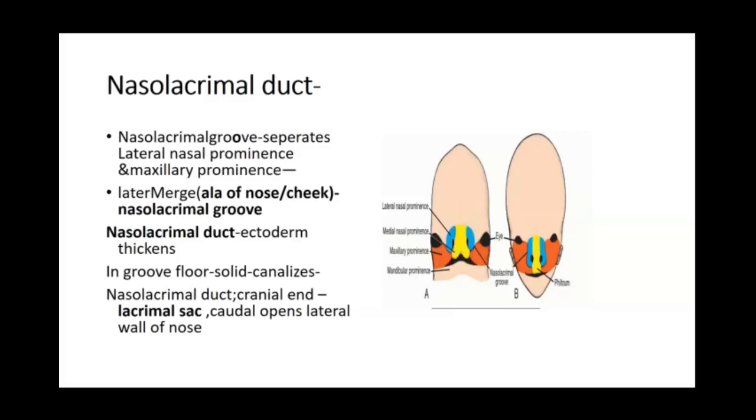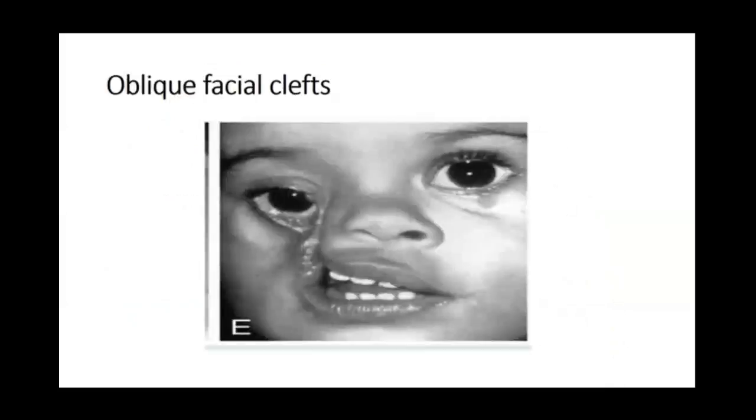Right? So this is the continuation between the formation of the nasolacrimal groove. When this remains open, this is going to give rise to this oblique facial cleft. This was the area where the maxillary is fusing with the lateral nasal. When this is covered with the ectoderm, deeper down the mesenchyme is going to proliferate and form a rod-like structure. This is first solid and then it is going to become canalized. That means it's going to become hollow.